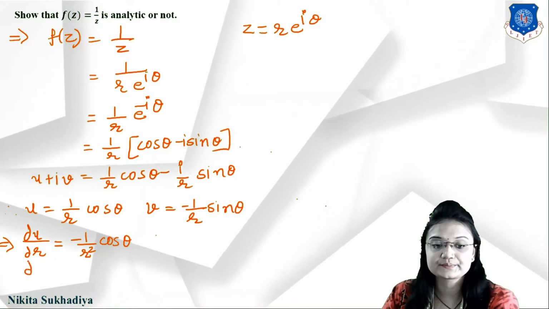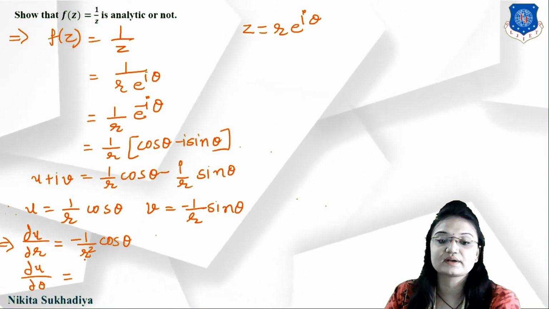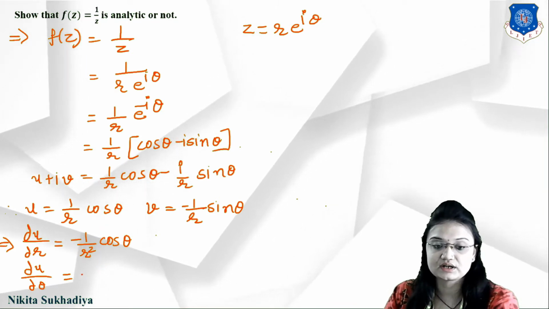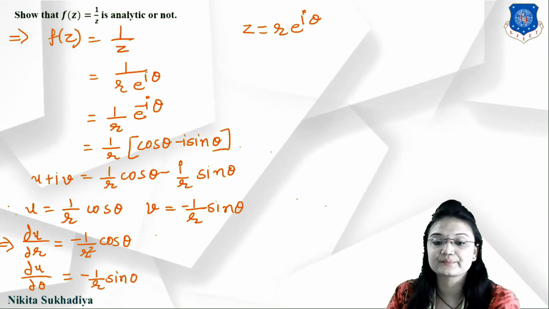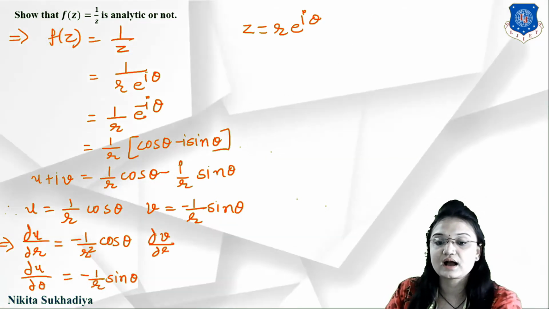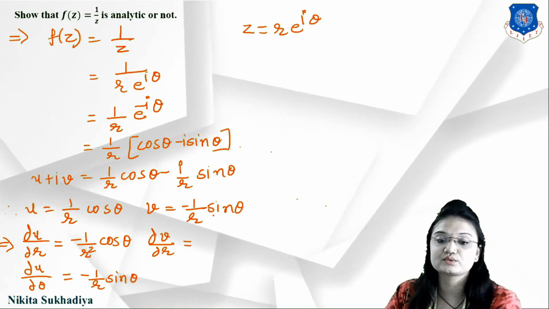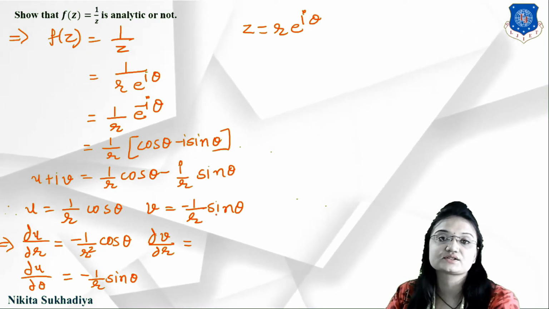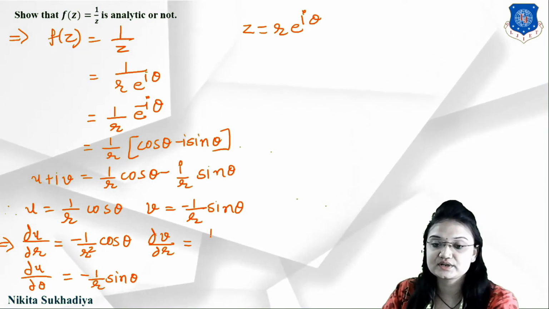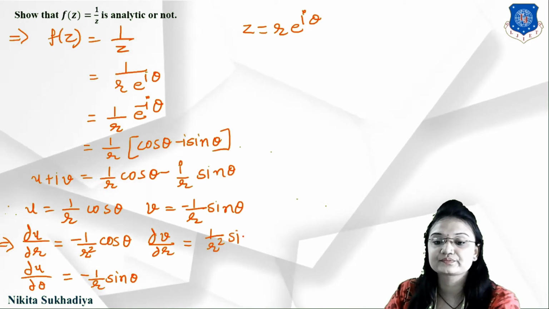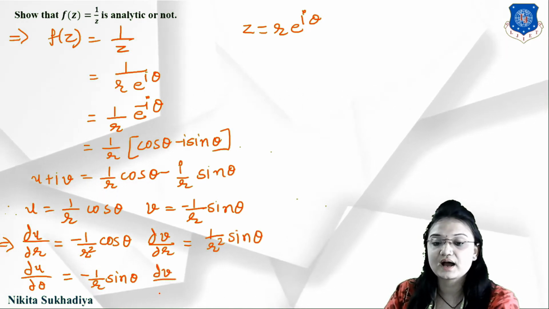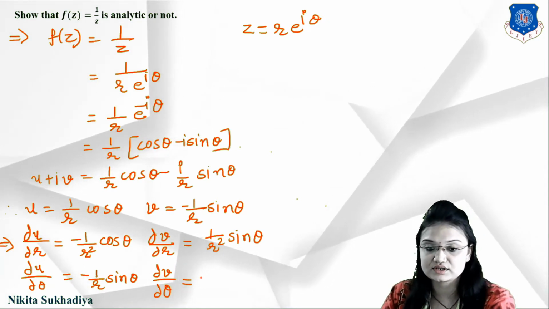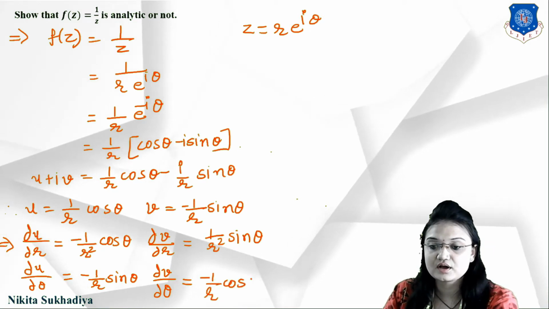And del u by del theta, this will become 1 upon r constant, and the derivative of cos theta will become minus sin theta. So this is minus 1 upon r sin theta. Okay, del v by del r. So again, the partial derivative with respect to r. So sin theta is constant, and the derivative of minus 1 upon r will become 1 upon r square. But minus minus plus, so this will become 1 upon r square sin theta. And del v by del theta, minus 1 upon r constant, and the derivative of sin theta will become cos theta. So this will become minus 1 upon r cos theta.